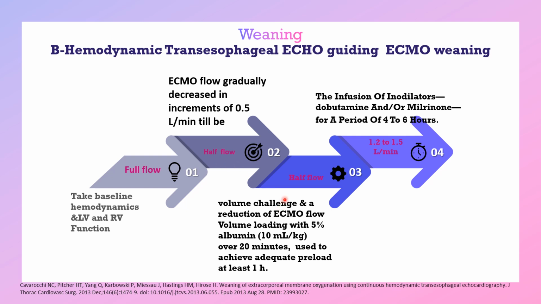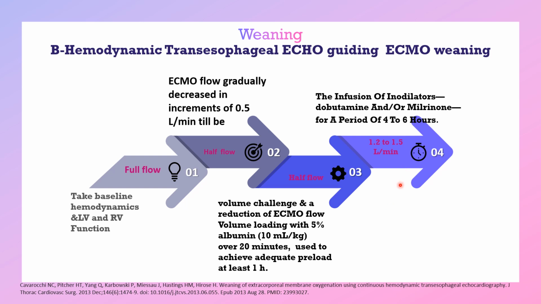Then in the third step, we will load the patient with a volume of 10 ml per kg of 5% albumin over 20 minutes. And this is used to achieve adequate preload over at least 1 hour. Then the measurement of RV and LV function is taken.